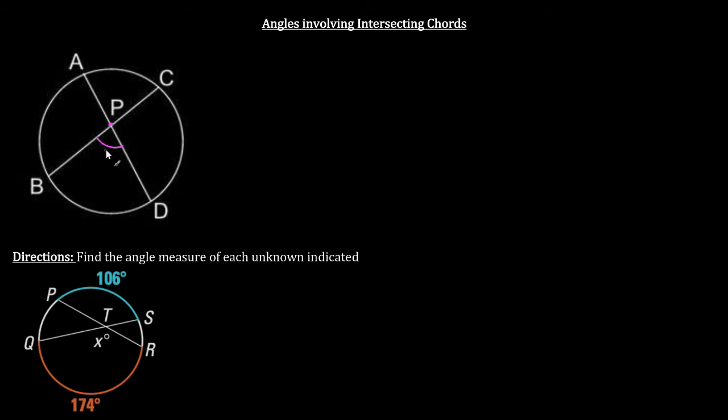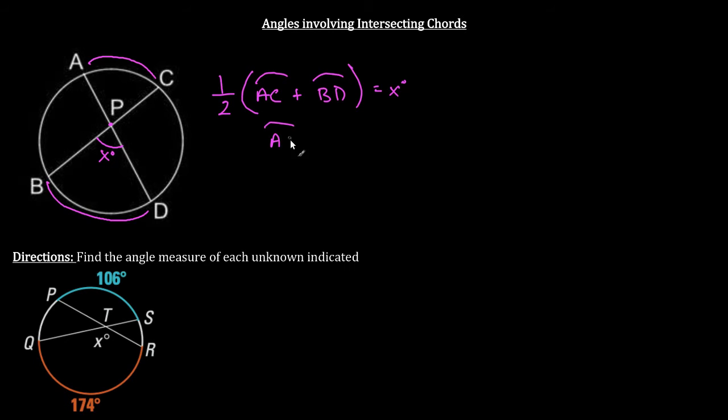Let's call this angle X. It's X degrees, right? So if you add this arc and this arc, so arc AC plus arc BD, if you add them together and get half of it, you'll get angle X. You could also think about it as arc AC plus arc BD divided by 2 will give you angle X.